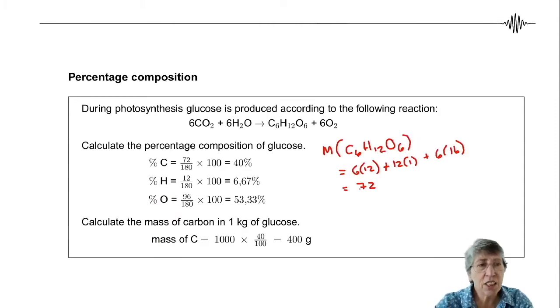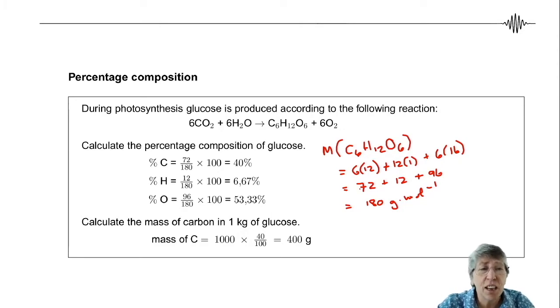That gives me 72 grams of carbon, 12 grams of hydrogen, and 96 grams of oxygen, altogether giving you 180 grams per mole. Now for the percentage carbon, that's then going to be that 72 divided by 180, 72 out of the whole 180 times 100, and that gives you that 40%. And then the same for hydrogen and oxygen.